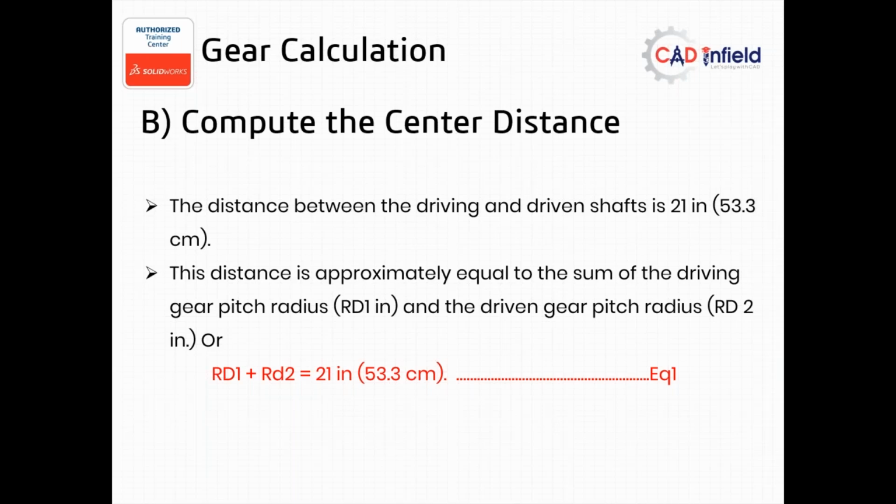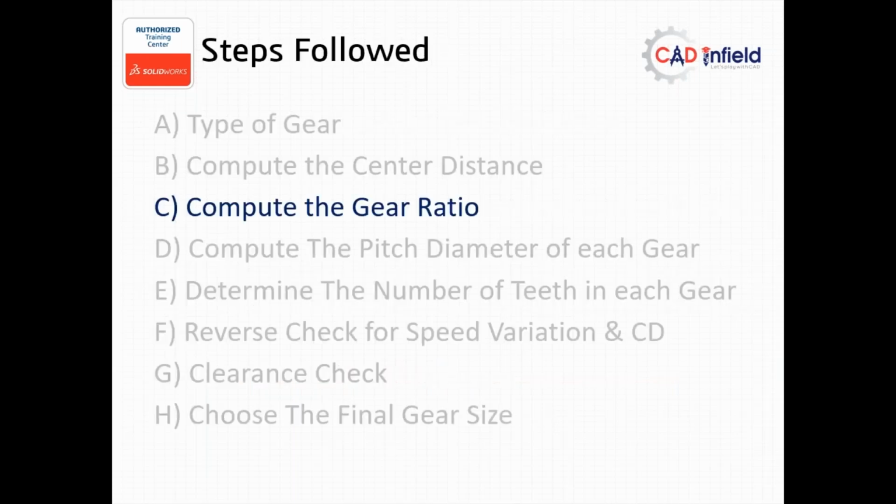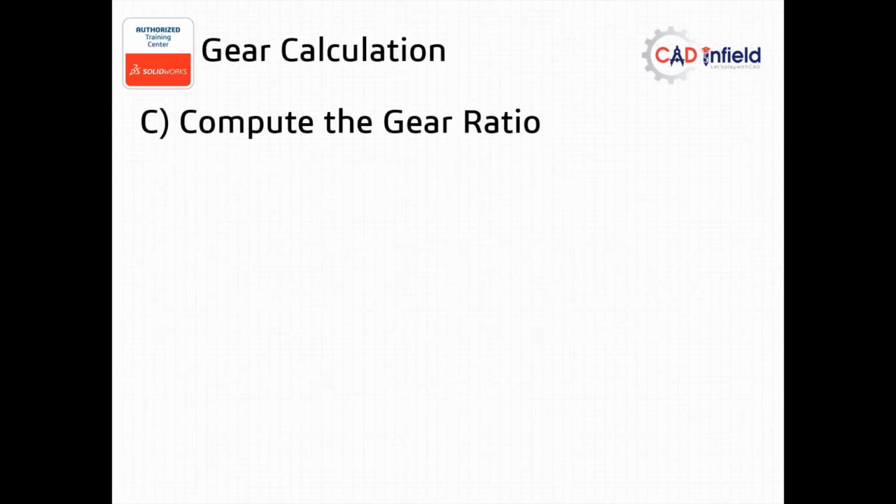So RD1 plus RD2, because we know that the two shafts are parallel to each other and coplanar. One radius of the driving gear plus the other radius of the driven gear is equal to 53.3 centimeter, or you can take it as 21 inch. So this is my equation one, because this is already known. I have already created a machine with this kind of arrangement. Let's see later. Now we want to calculate the gear ratio.